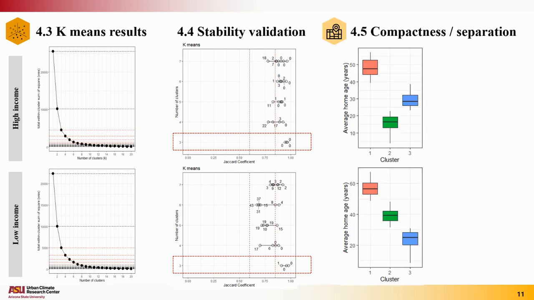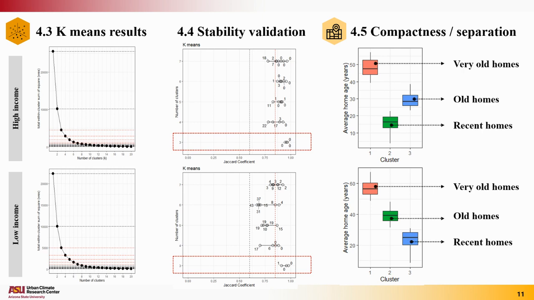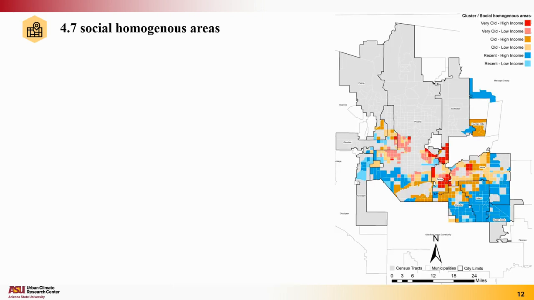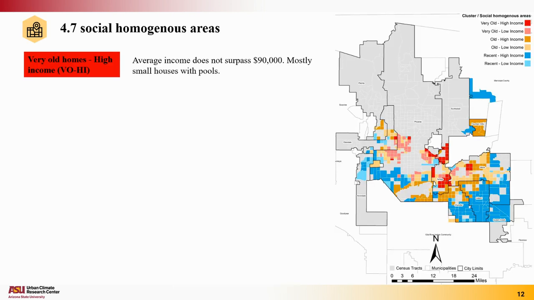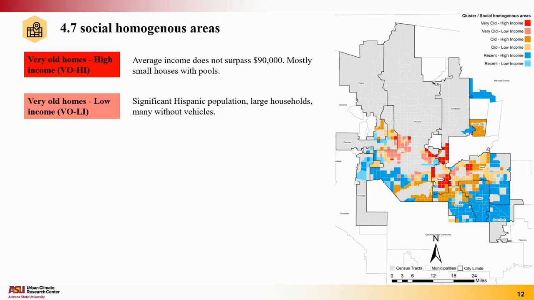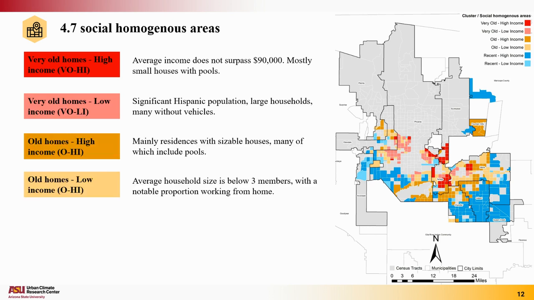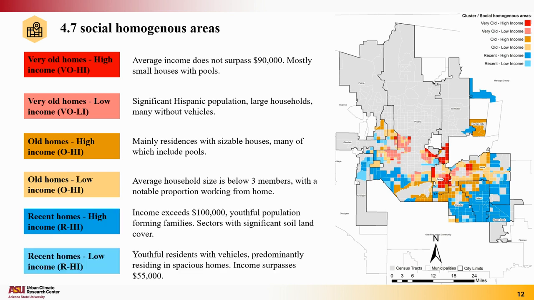So we decided to use 3 clusters and we assessed them with a visual inspection. And as you can see, there is a clear partition between the data. Importantly, when we analyzed the annual home age, we decided to divide these datasets into very old homes, old homes, and recent homes. With that information, we can propose some social homogeneous areas: very old homes with high income and low income, old homes with high income and low income, and recent homes with high and low income. With the other variables, we can create a description and contextualize the social context of each cluster.